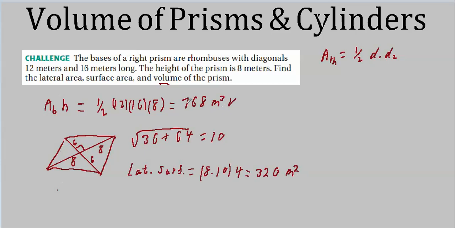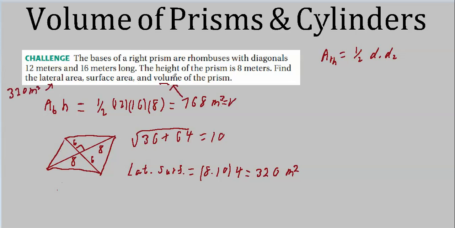And up here for volume, I really should have written meters cubed. 768 meters cubed equals the volume. Down here, the lateral surface, that doesn't include the base surfaces of the two rhombuses. That's just the lateral surface. That's the rectangles that connect up the parallel faces, which define the prism.